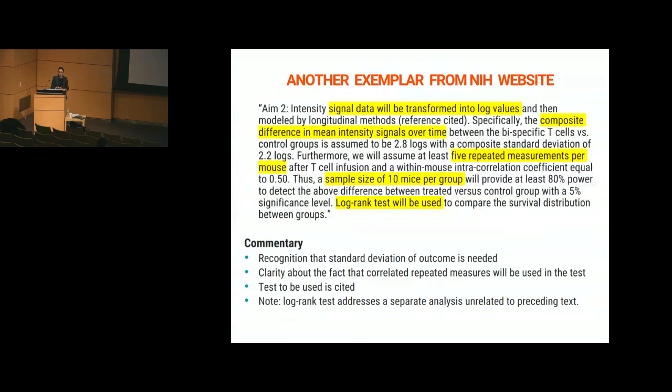So here, not only did they show us the treatment effect, but also the standard deviation of 2.2 logs. They also articulate that they have correlated repeated measures. Because they are measuring the same mouse over time, there is a within-mouse intra-correlation coefficient, and they list it. And in order to do a proper power calculation here, when you have repeated measurements over time, you do have to account for this correlation because the mice are no longer independent. Test to be used is cited, although that's for a different outcome, the survival group. So again, this shows that it was well thought out, and the parameters are well defined.